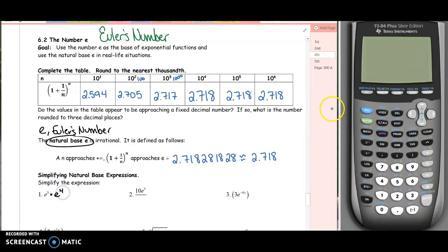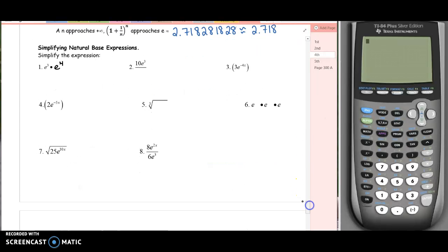Our first example: e to the third times e to the fourth. We're going to treat this just like it's any other letter. Do you remember our exponent rules? If you're multiplying with the same base, what do you do with the exponents? You add them. So e to the third times e to the fourth is e to the seventh.